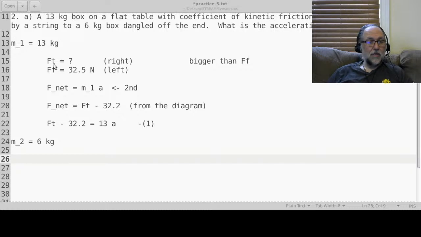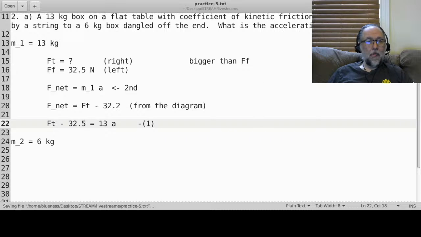So let me go very quickly over what I was saying. M1 is equal to 13 kilograms. Ft, we didn't know the tension. It's to the right. Ff, that's the force of friction. We do know it's 32.5. It's to the left. The other 2 canceled out. So the net force is going to be your Ft to the right minus your force of friction to the left. So Ft minus 32.5. That's equal to M times A, where M in this case is M1, 13, times A, and that's equation number 1.